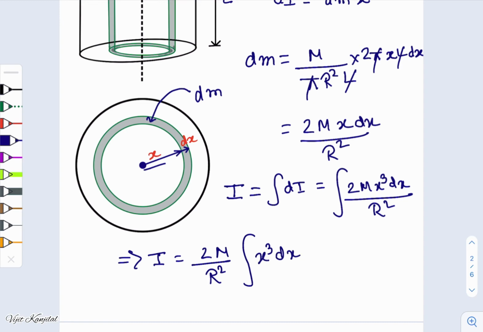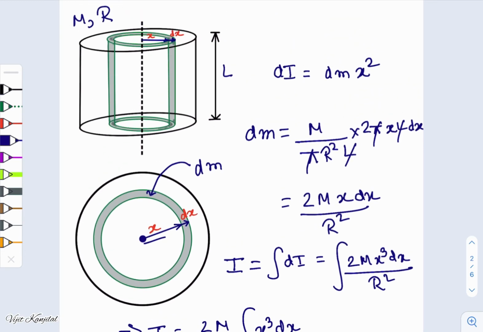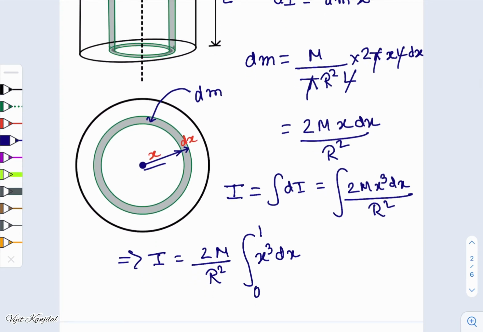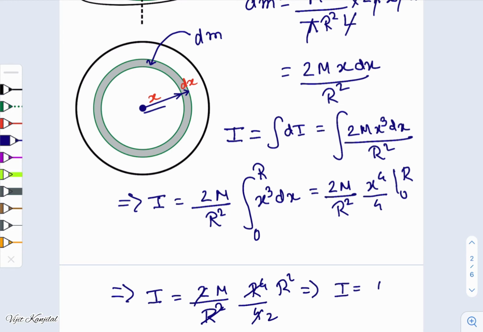Now we are going to take the solid cylinder starting from radius 0, and the maximum distance up to which we are going to take the solid cylinder is at a radial distance r. So it would be 2m by r square times x to the power 4 by 4, with limits from 0 to r. So finally we get the result as I equals 2m by r square times r to the power 4 by 4, which is nothing but m r square by 2.